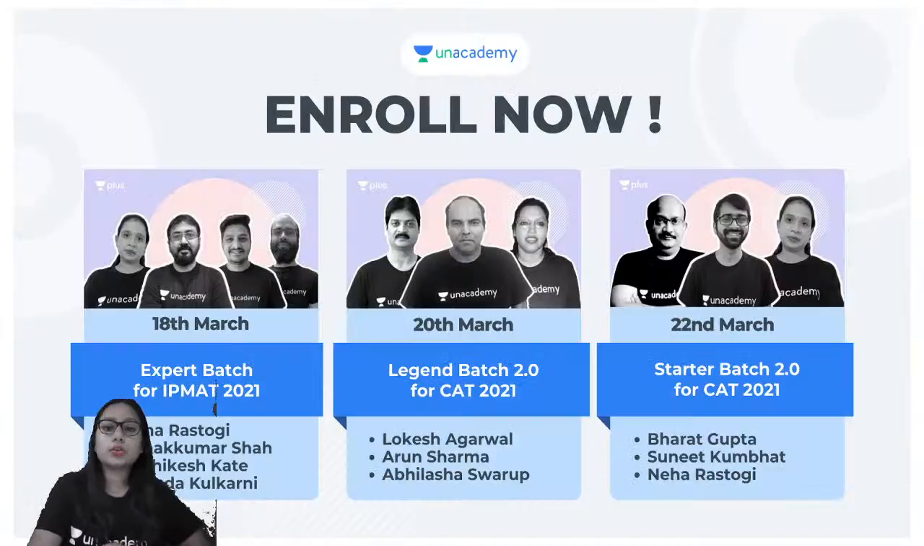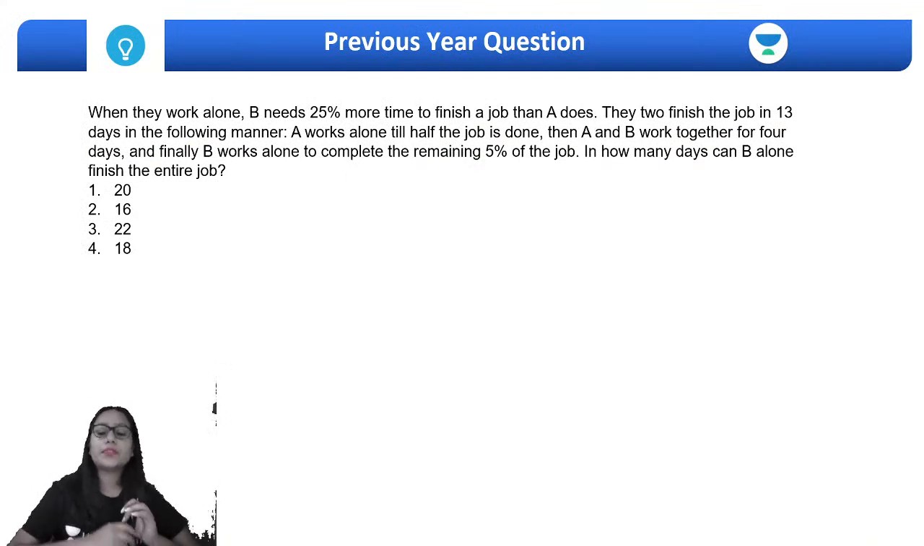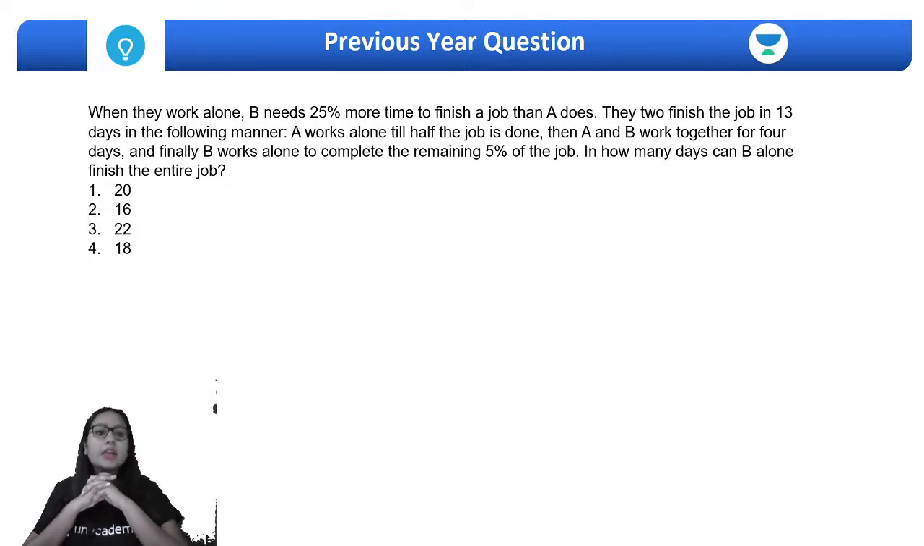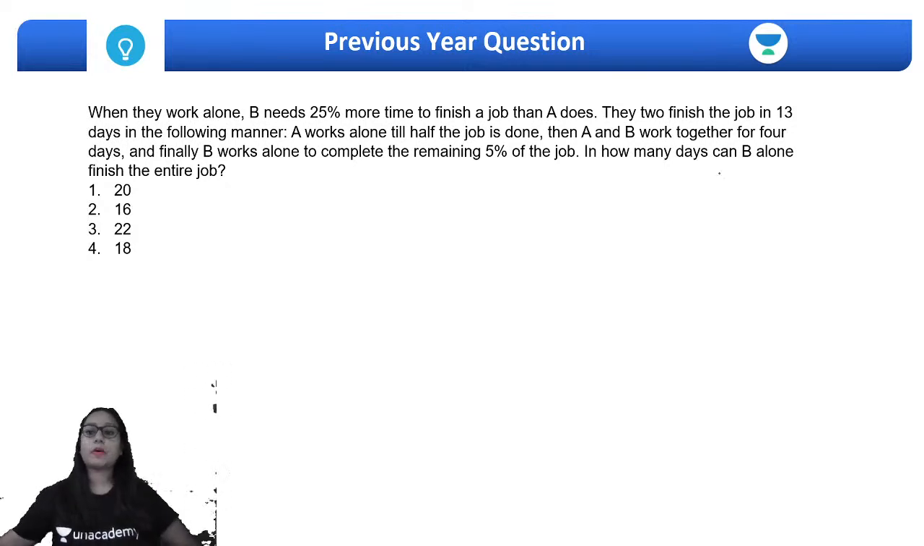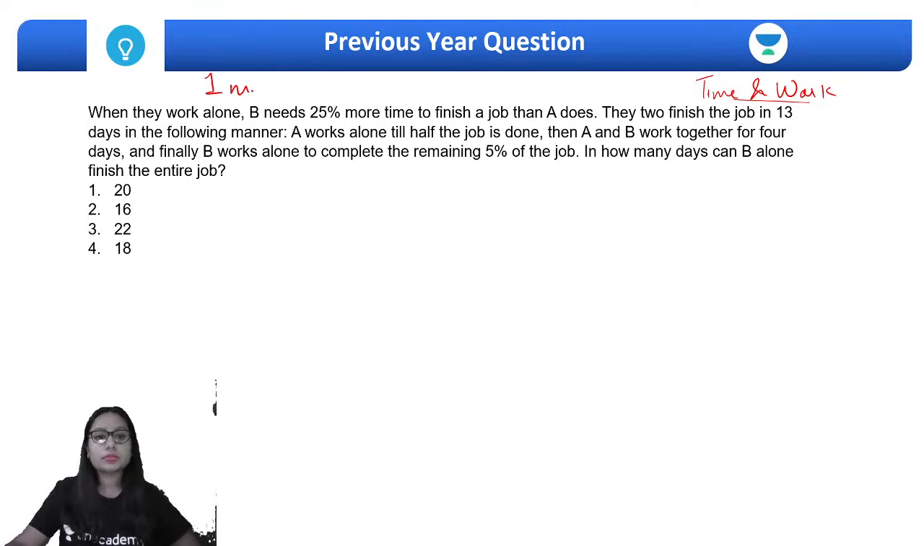All right, so let us begin. Let us start with the questions now. This question is from CAT 2018. Please read the question carefully. This is from the topic time and work. Please read the question carefully and try to solve this. Then we will be discussing the solution. You have 1 minute to solve this. Please start.